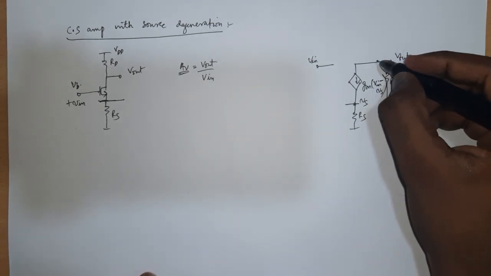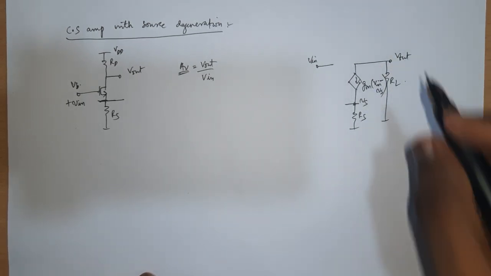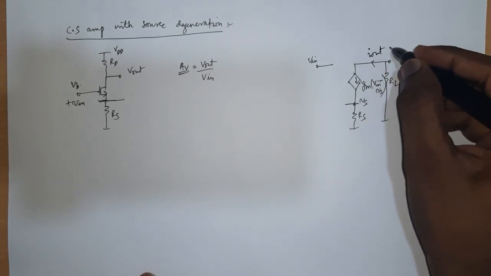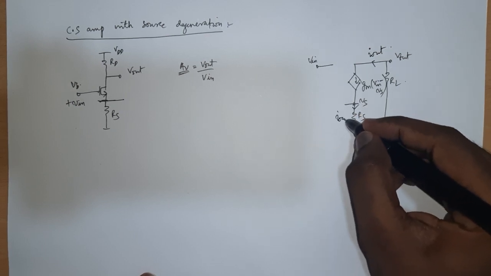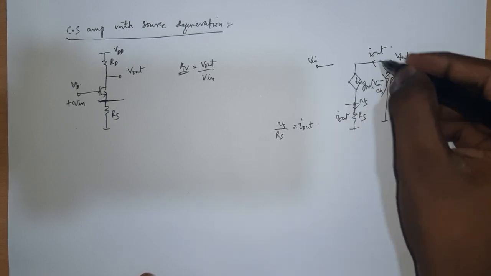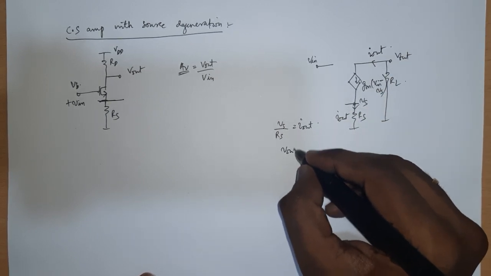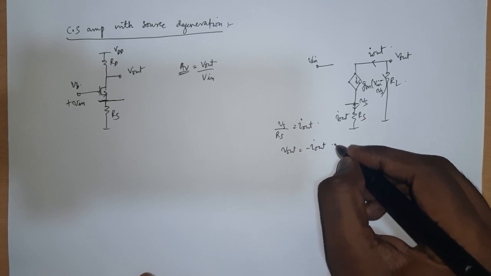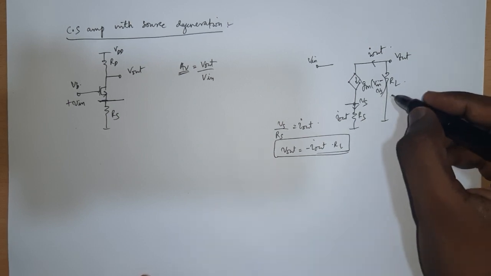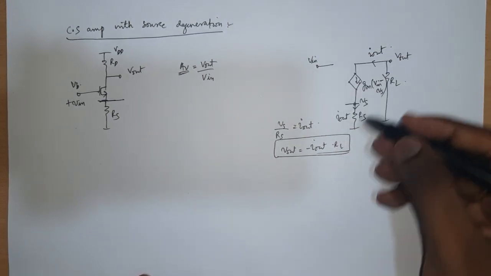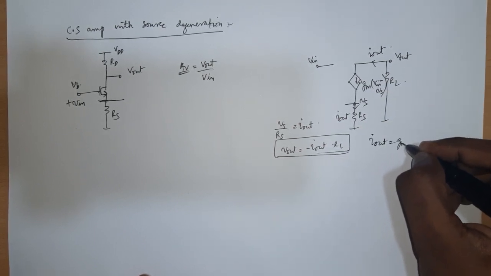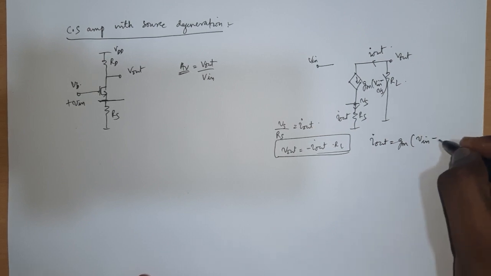So what will happen? Essentially, if I say this is my I out, this I out is the current that flows here. So VS by RS is equal to I out, and then my V out is equal to negative I out times RL. Then I will have to figure out the gain, V out by V in, from these expressions. I out itself is GM times V in minus VS.